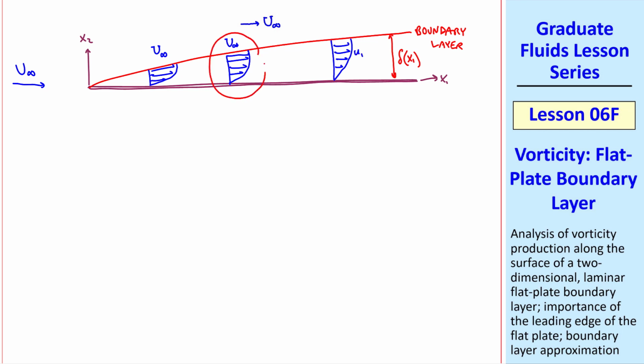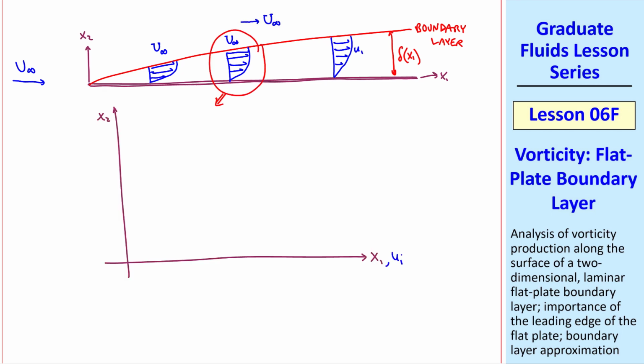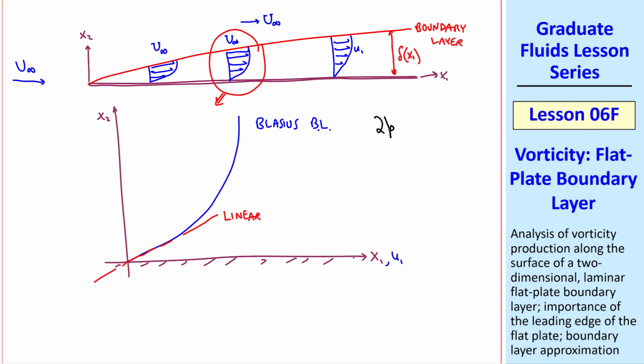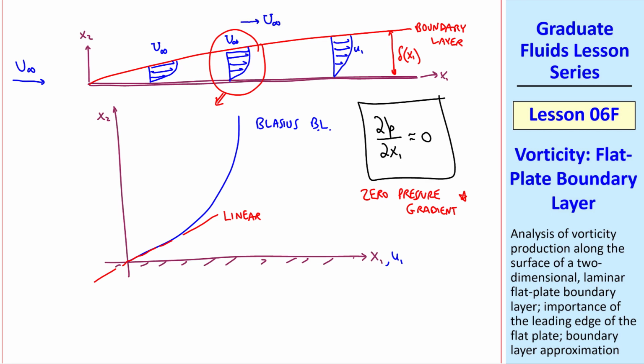If we look more closely at one of these boundary layers, where we'll plot u1, it looks something like this, and as we'll see in a later lesson, this is the Blasius boundary layer. We'll actually show how to solve for this in a later lesson. Right at the wall, it turns out that the profile is linear. In other words, there's no curvature right at the wall. We also make the approximation that del P del x1 is 0. In other words, there's 0 pressure gradient in this flat plate boundary layer.